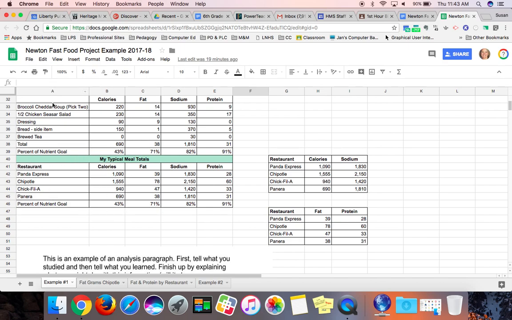So you'll notice after I have all the information for my 4 restaurants, I put in a part called My Typical Meals, and I went ahead and listed out each restaurant, and then I put the nutrients that I was researching: calories, fat, sodium, and protein. And so I took that information and carried it down here so that the graphing would be easier, so that the cells are closer in proximity.